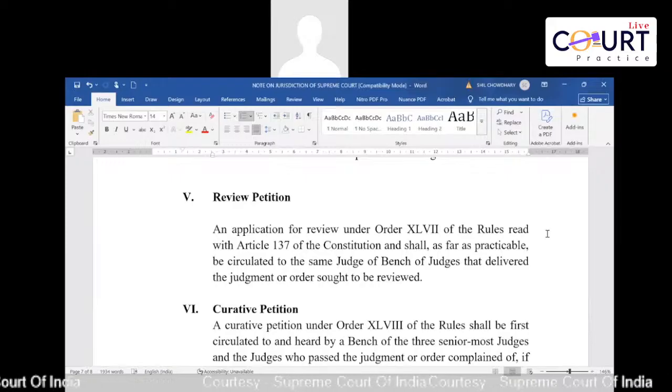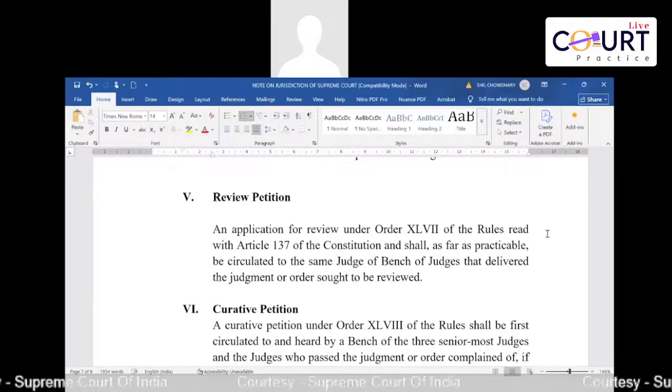Now, in what cases applications are entertained for recall, you will find there are some judgments of the Supreme Court where the Supreme Court has said a recall is different from a review. A recall is, for example, when an order is passed in violation of the principle of natural justice. A party was never heard. Then you will file a recall application which will be heard in open court and the order will be recalled.